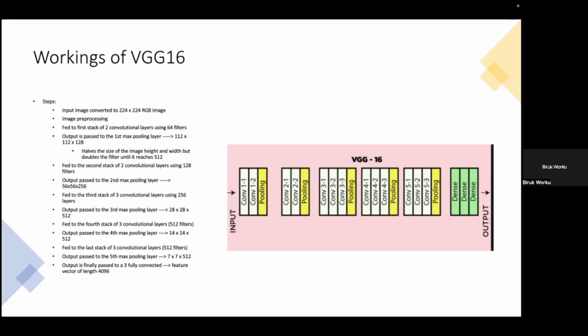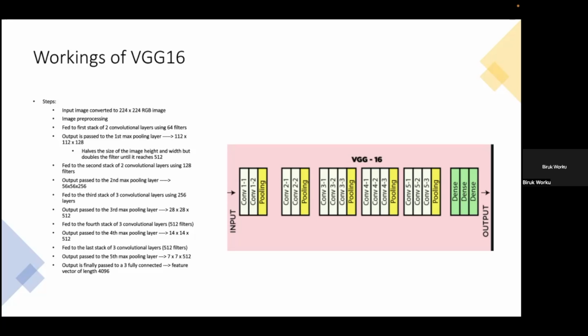So finally, the output from these last 2-3 stack convolutional layers is passed to three fully connected layers denoted by the green markers right here. The first two fully connected stacks produce neurons of length 4096, and the final layer, which is this one, produces a neuron of length 1000, which corresponds to the number of categories of the ImageNet data set.